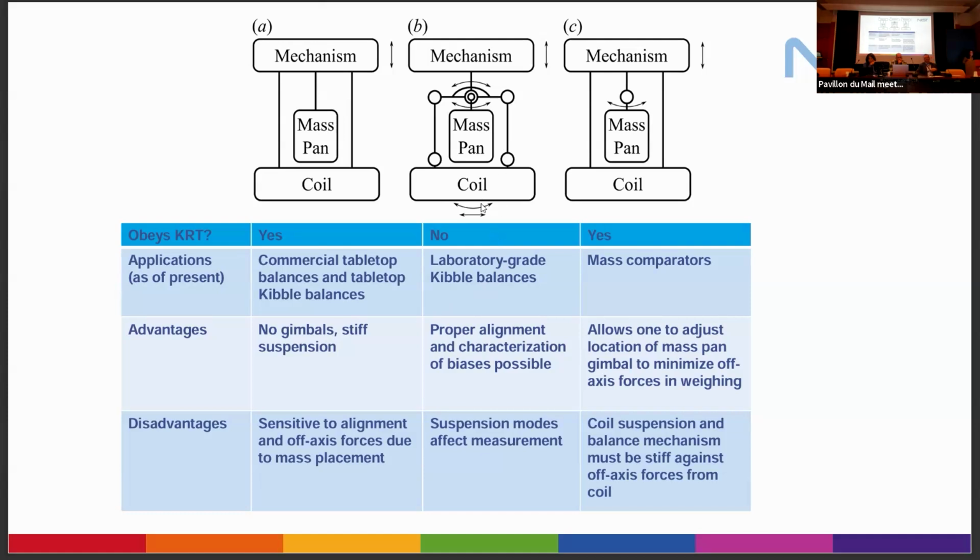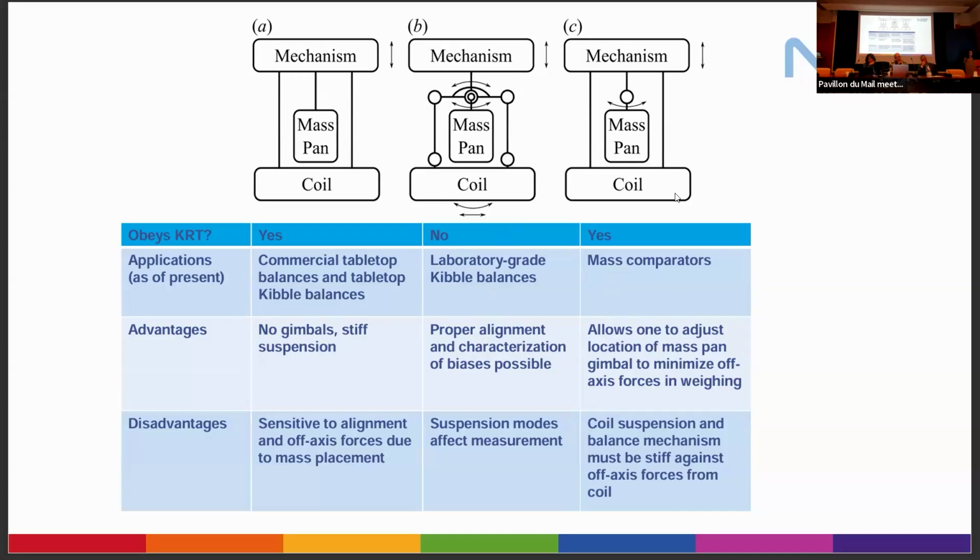The second one actually follows KRT except when all the suspensions are not stiff, they're compliant, if you have the same guiding and balancing mechanism. The only difference is that in KRT, they describe a stiff suspension of the coil. So in that perspective, it doesn't follow KRT. But this one has the advantage that you can properly align the biases, so there are no forces and torques on the coil.